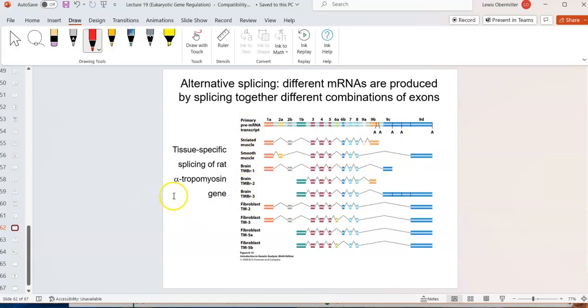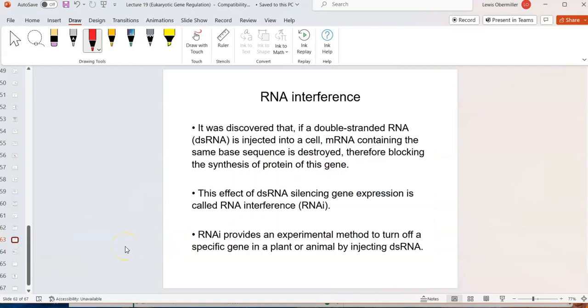We've already shown this slide, but we can alternatively splice. This is showing myosin, the motor protein that powers your muscles. This is showing you what the same gene looks like in different tissues: smooth muscle, striated muscle, brain, fibroblasts, which are kind of skin cells.